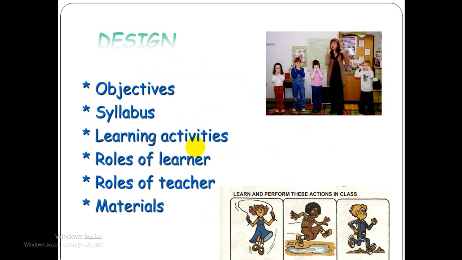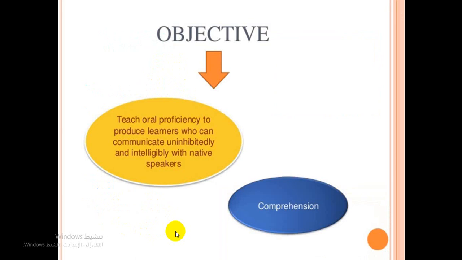Design, according to total physical response, includes the objectives of the teaching and learning process, syllabus, learning activities, roles of learner, roles of teacher, and the instructional materials. What are the objectives of the teaching and learning process according to total physical response? Just try to think.